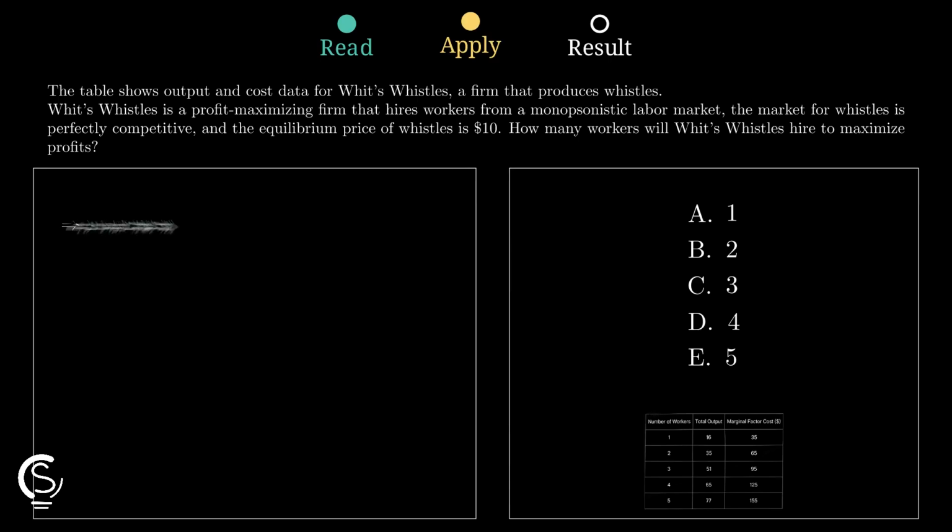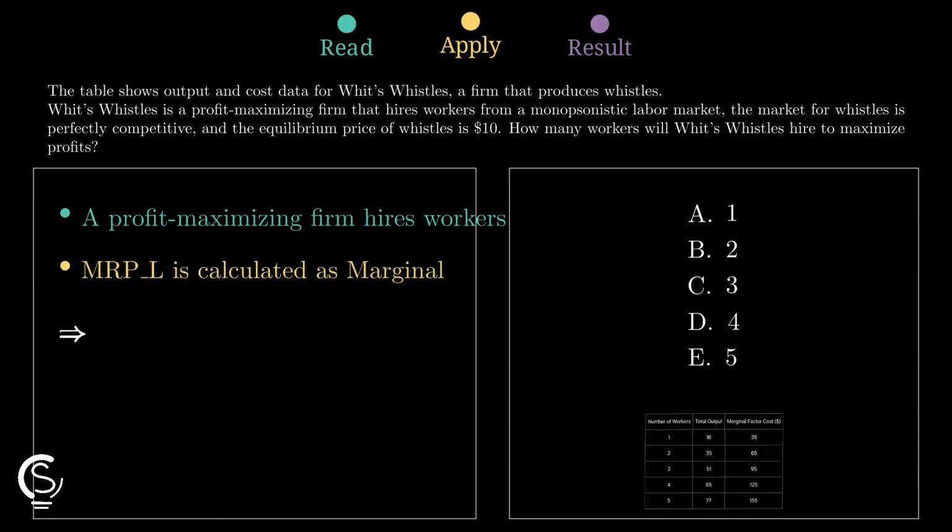Next, find the marginal revenue product by multiplying the marginal product of labor by the whistle price of $10. This shows exactly how much revenue each additional worker actually generates. Compare these values. At 4 workers, marginal revenue product equals or exceeds marginal cost, making option D the profit-maximizing choice.